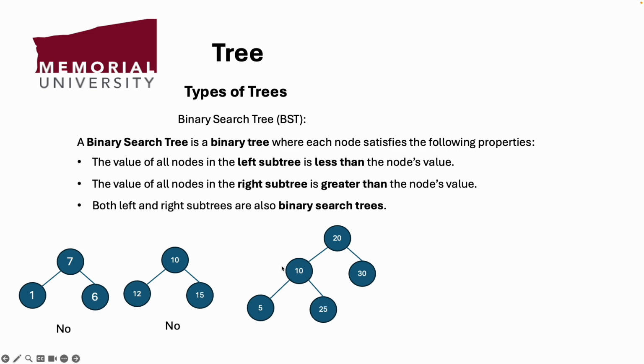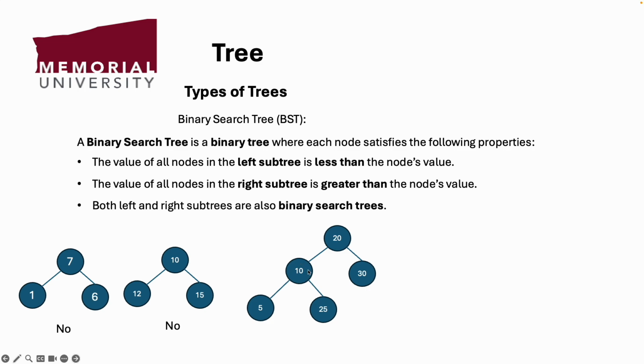What about this tree? In this tree, the root node is 20. On its left child, it's node 10, which is less than 20. And on the right child, it's node 30, which is greater than 20. Okay, so this looks like it's okay.